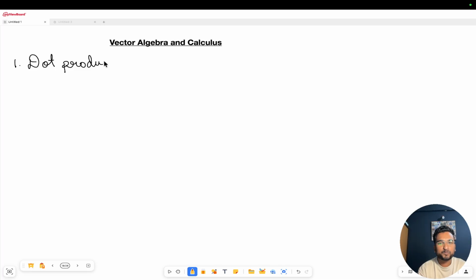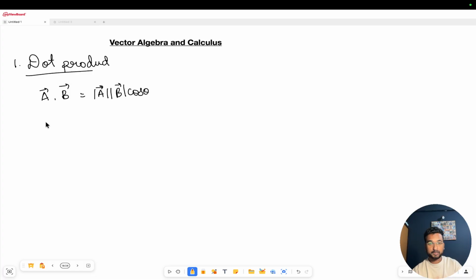Everyone has studied dot product and cross product since childhood, so I don't think there will be any difficulty in it. So a dot b, if two vectors a and b are there, then their dot product will be magnitude of a, magnitude of b into cos theta.